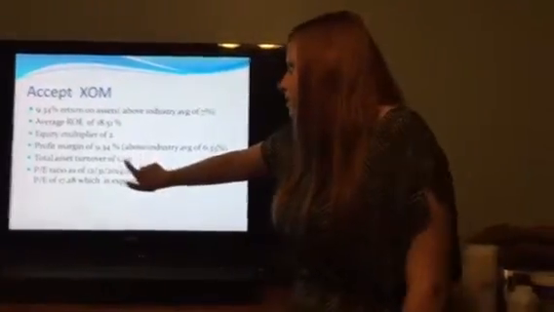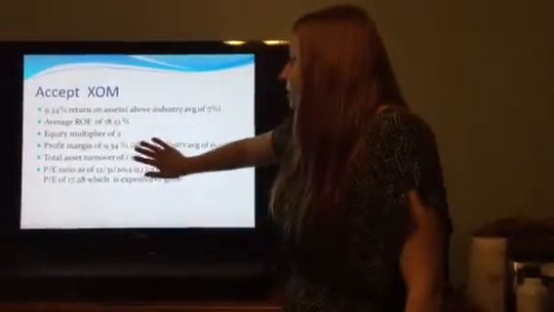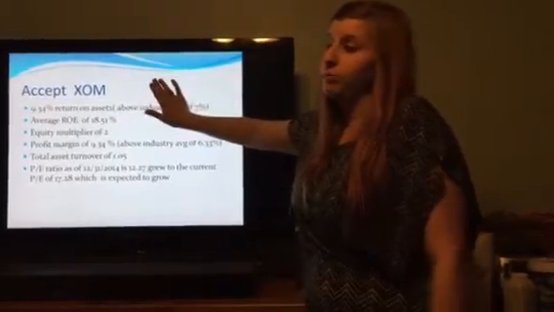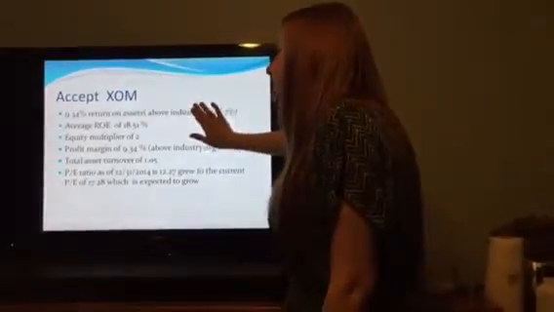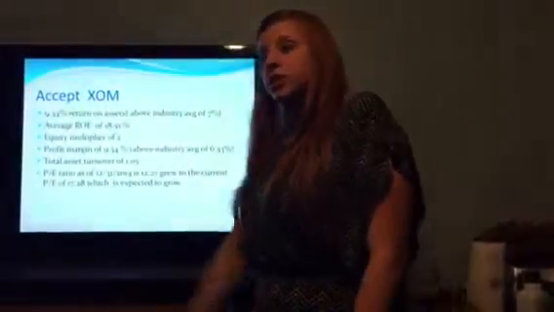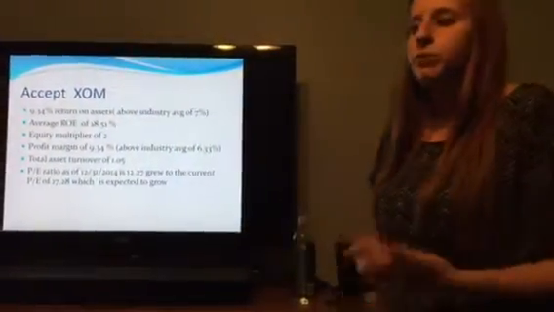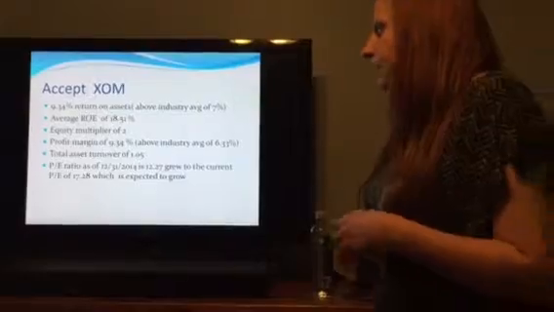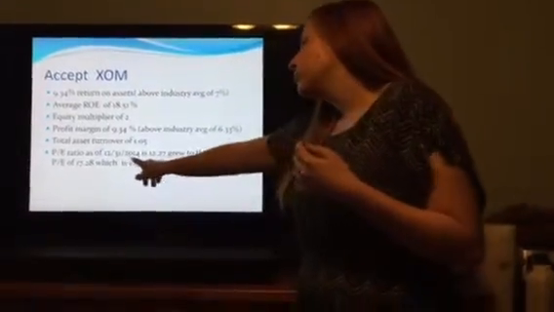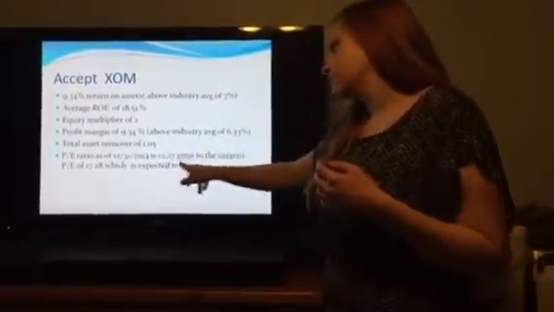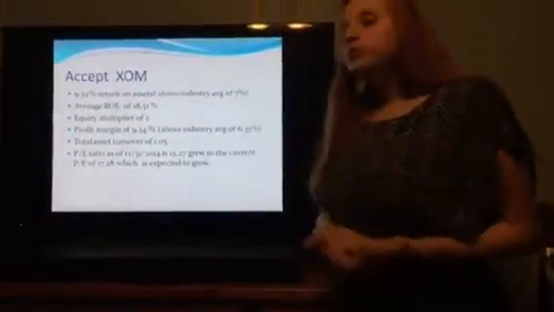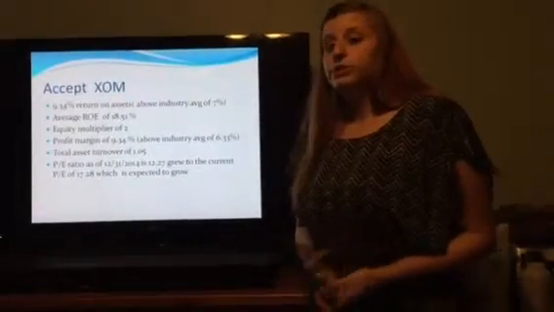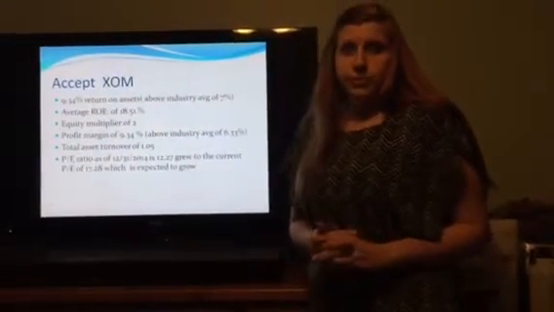This number and this number tell us that ExxonMobil is having no problem getting rid of their inventory. They're turning over that inventory and they're making profit off of it. We will also look at the price to earnings ratio, which tells us how much a company is willing to pay per dollar of earnings. As of 12/31/2014, the price to earnings ratio for ExxonMobil was 12.27. It grew to the current ratio of 17.28, and it is expected to grow.